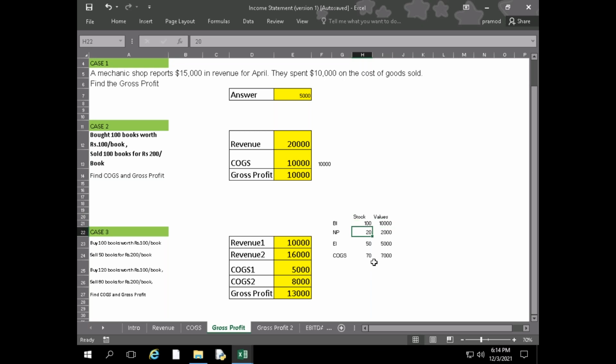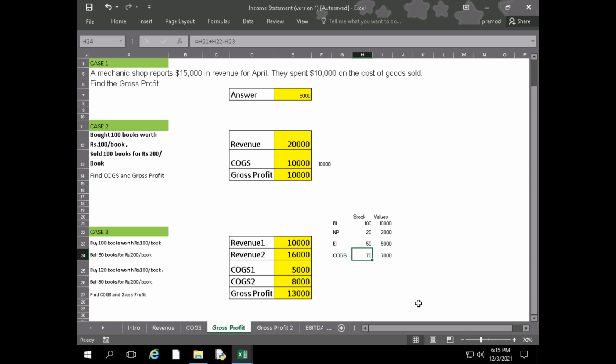Now I have purchased some more, that is 20 more stock I have added. Now when it comes to the left out stocks, I have also sold, correct? What is sold is 50. So if you are selling 50 out of 100, you have sold 50. So 50 is left out. That is the ending inventory.